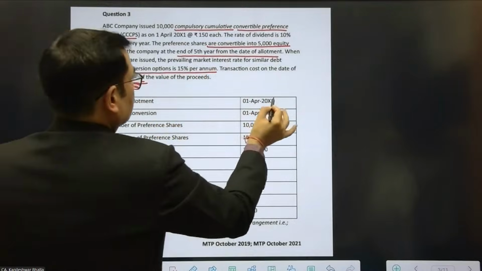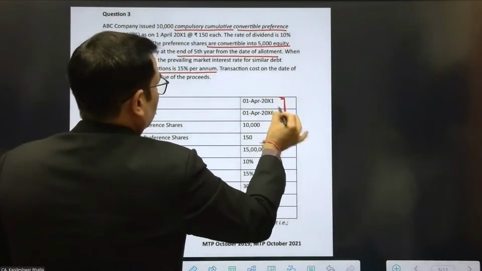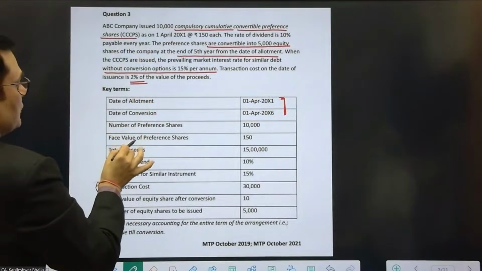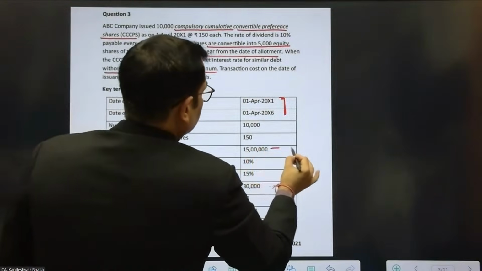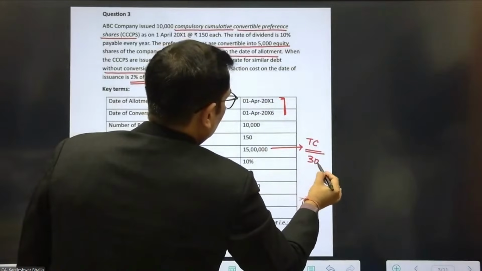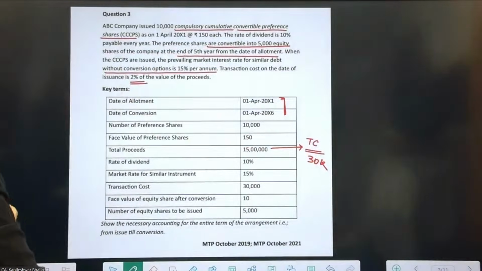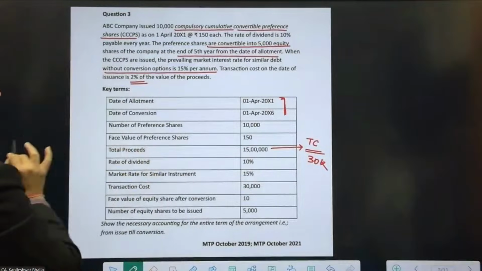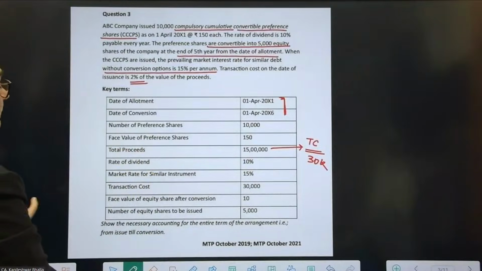The allotment date is given and the date of conversion, a gap of 5 years. The number of preference shares, the face value, this is the proceeds, and the TC is supposed to be 2% of this. 2% would mean 30,000. The dividend rate is 10 and the market rate for a similar non-convertible instrument is 15.